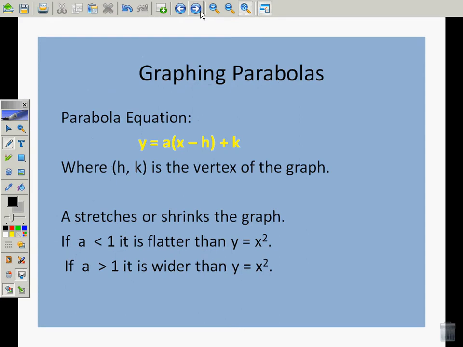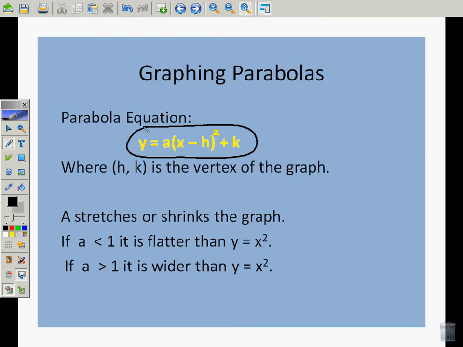Also in Algebra 1, we did graph parabolas, but we're going to go through that once again. The general parabola equation is y equals a times (x minus h) plus k. And there should also be an exponent in here, because after all, we are talking about parabolas. And so our exponent goes right here as a squared. Okay? This is our general equation for a parabola.